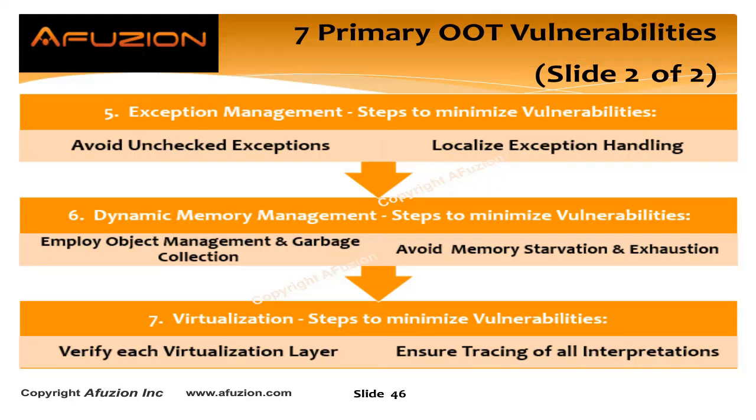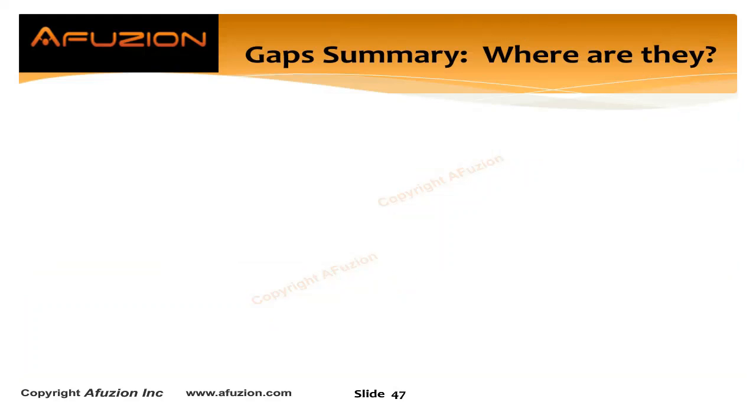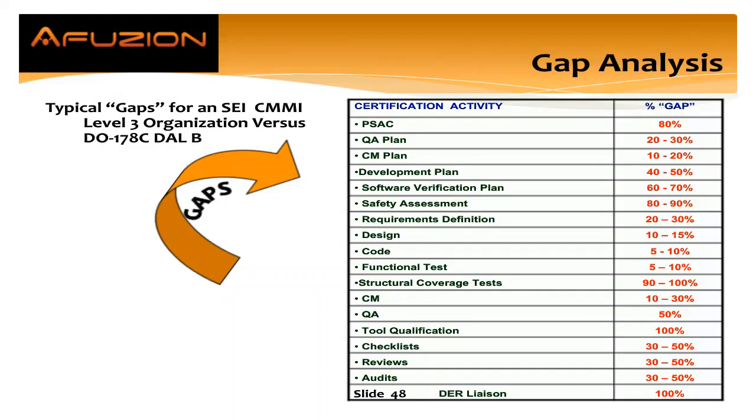Now, let's consider. We've covered the 19 gaps in there. Let's summarize them. Let's consider a project that is CMMI level 3. It's a good organization, but it's their first 178C level B, design assurance level B project. Where are the gaps? This is the average that we've found from our 110 gap analyses that we've done over the decades. Number 1, PSAC, big gap.